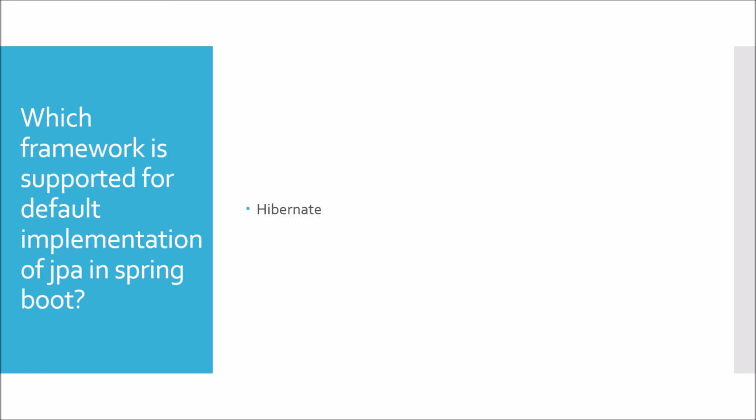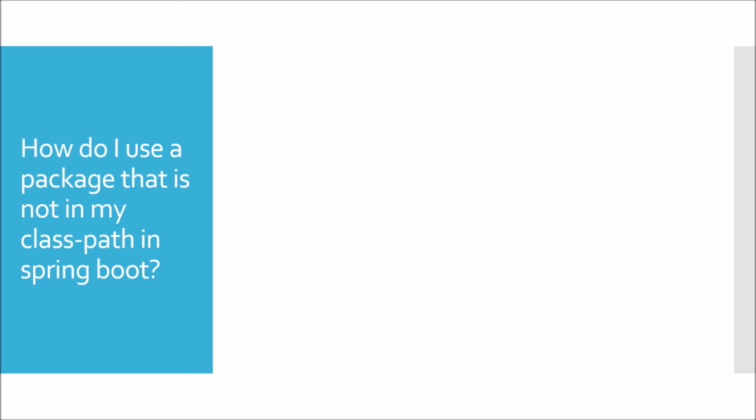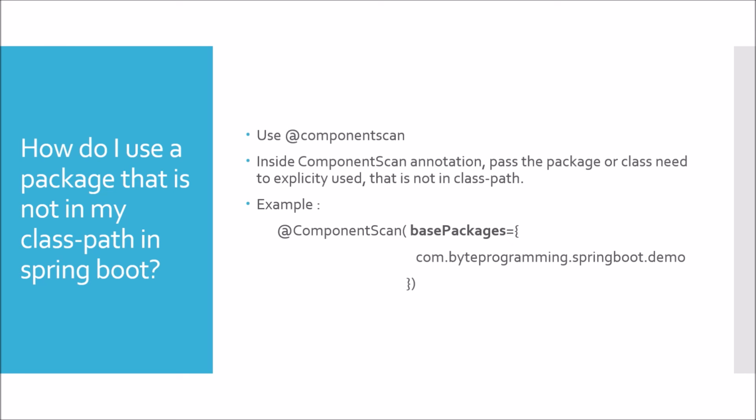Moving to next question. How do I use a package that is not in my classpath in Spring Boot? Use @ComponentScan. Inside the ComponentScan annotation, pass the package or the class that needs to be explicitly used. For example, @ComponentScan basePackages equal to com.byteprogramming.springboot.demo, or instead of package you can use base class if it is a single class. So it could be com.byteprogramming.springboot.demo.springboot.class, something like that.